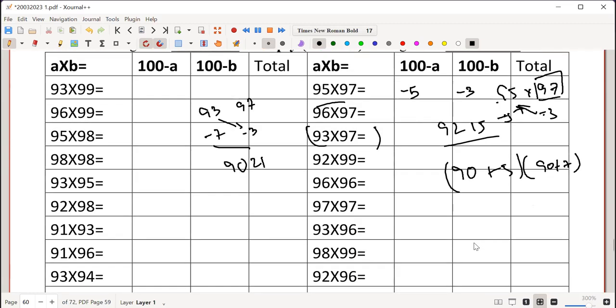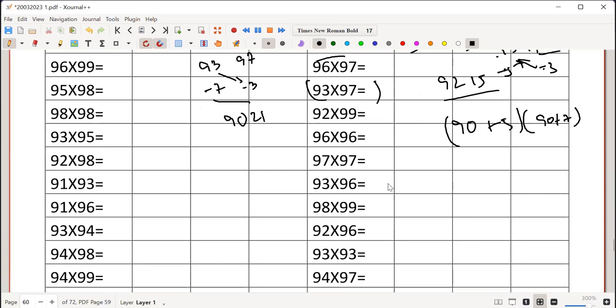All right. So, it was 93 into 96. 93, 96. It is minus 7, minus 4. 93 minus 4 is 89, 28. 89, 28. Minus 9, minus 7. Minus 7 from 91. 91 minus 7 is 84. 72. Sorry, 28. Right? 84.